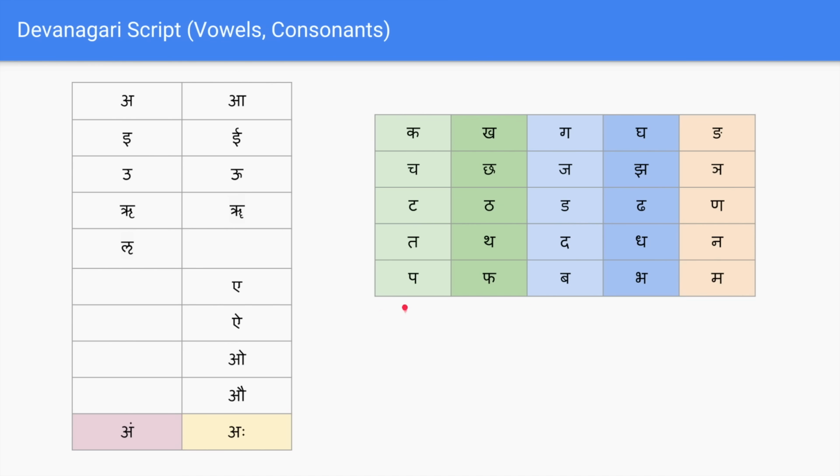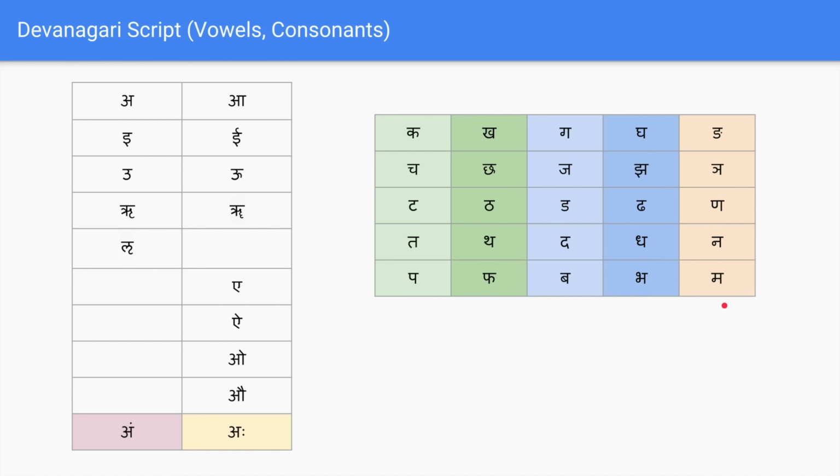So as I said earlier, the first two columns are hard consonants and the second two columns are soft consonants, and the last column is nasal letters. In the first two columns, the first column is called Alpaprana and the second column is called Mahaprana. So all the hard consonants have two columns: the first column is Alpaprana and the second column is Mahaprana. Similarly, the soft consonants have two columns, the first column Alpaprana and the second Mahaprana. And the last column is Anunasika.